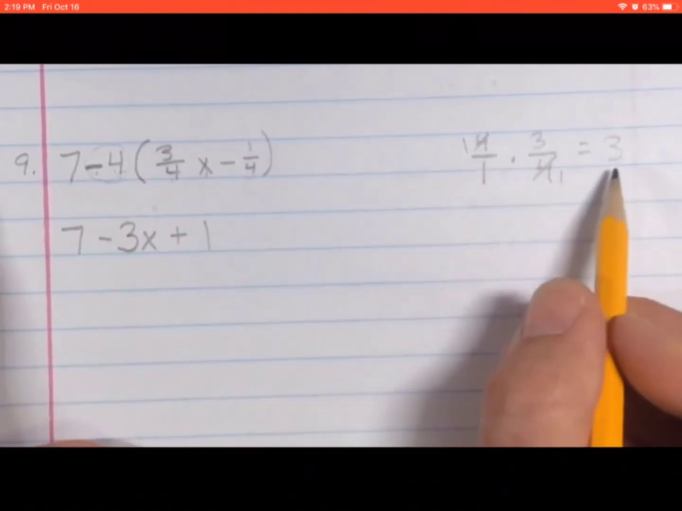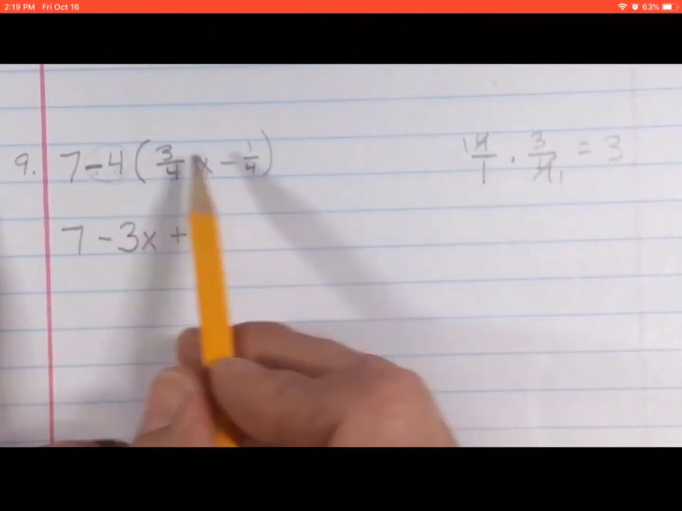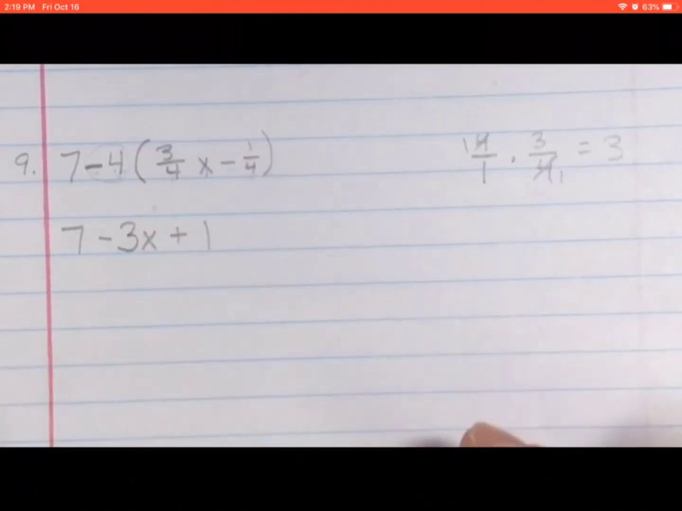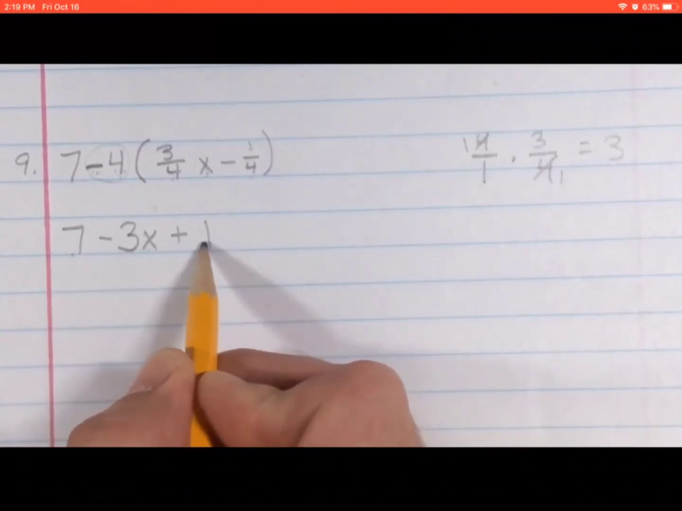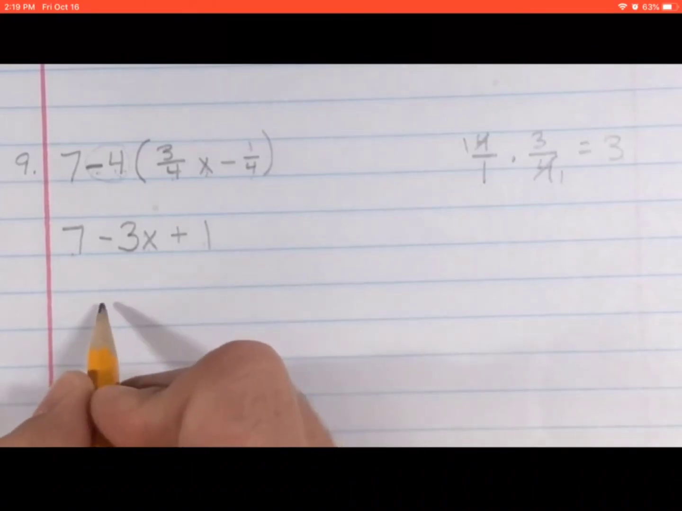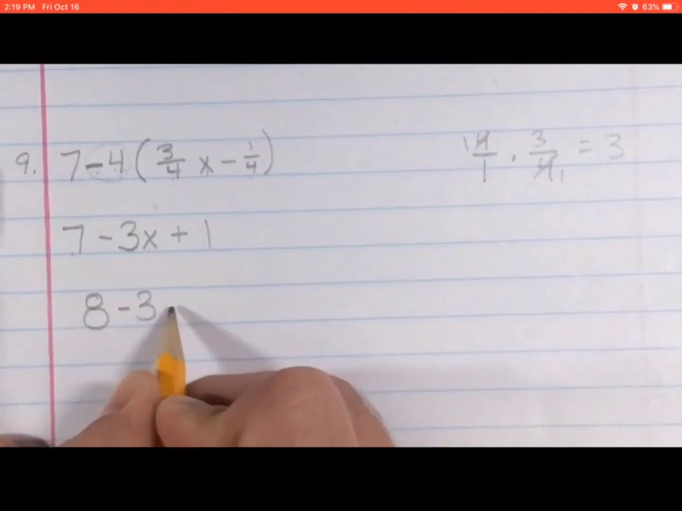And you can go through this similar process over here to figure that out if you didn't know that. 4 times 1/4 is 1. Negative times a negative is a positive. Well, now I can combine like terms. I have a 7, a negative 3x, and a 1. Well, the 7 and the 1 are both constant terms. I'll combine those, and I could make it 8, and then I've got the negative 3x.